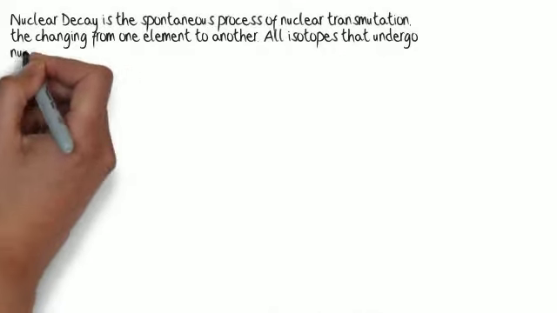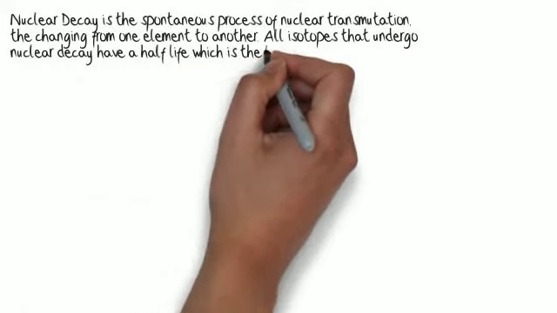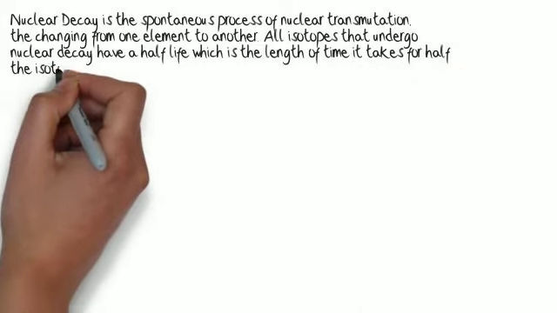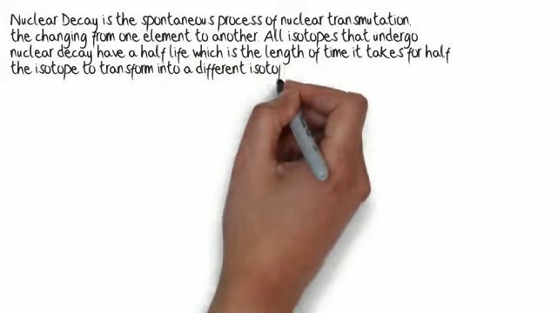All isotopes that undergo nuclear decay have a half-life, which is the length of time it takes for half of the isotope to transform into a different isotope.